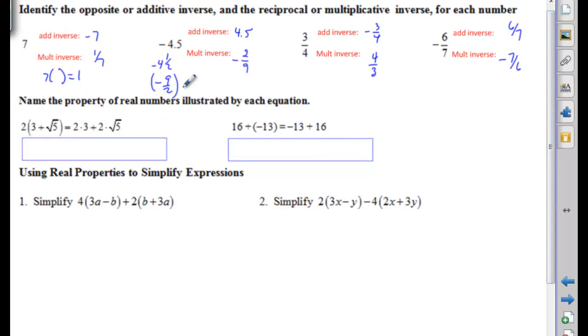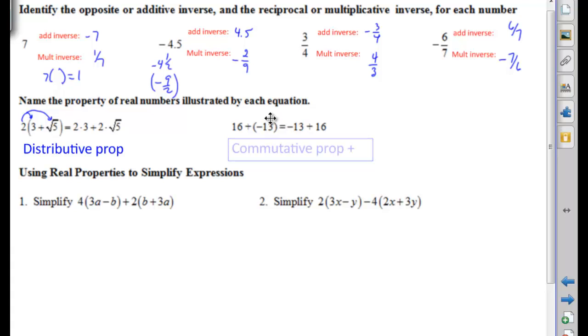Name the property of real numbers illustrated by each equation. Based on the properties that we just did, we're distributing. So distributive property. Over here, we are taking 16 and adding a negative 13. And this didn't change. We still have 16 and negative 13, but if you notice the order in which they appeared, so this is commutative property of addition.